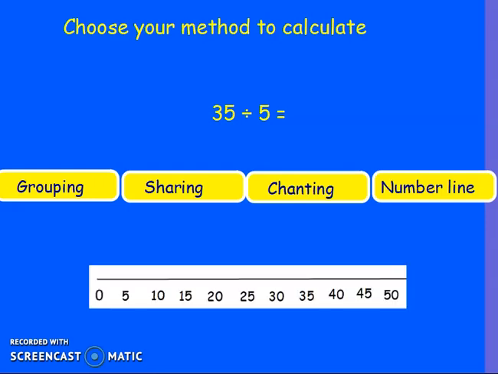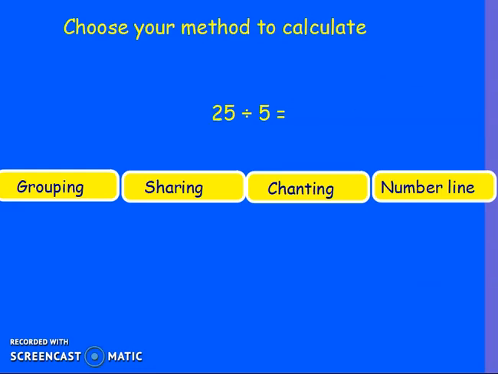I've chosen to use a number line to work out this calculation, starting from 35, counting back in fives. 5, 10, 15, 20, 25, 30, 35. How many jumps did I make? 1, 2, 3, 4, 5, 6, 7. 35 divided by 5 equals 7. Give yourself a tick if you got that right. Well done.